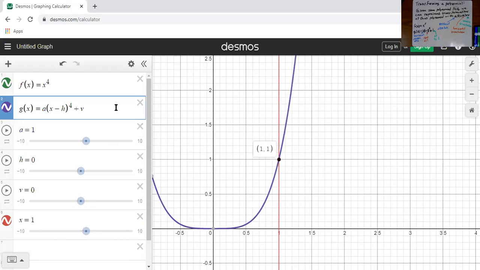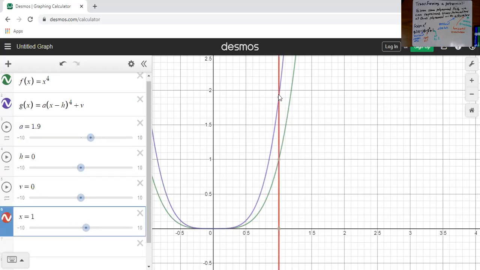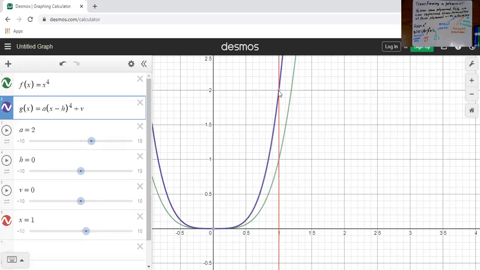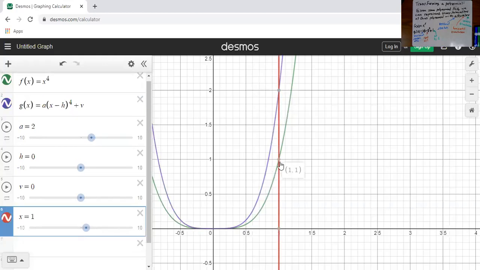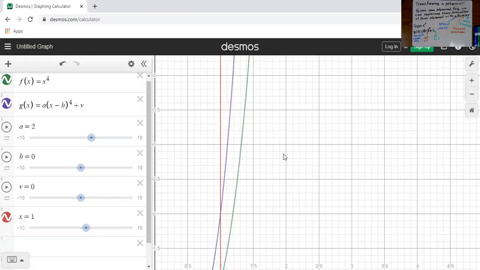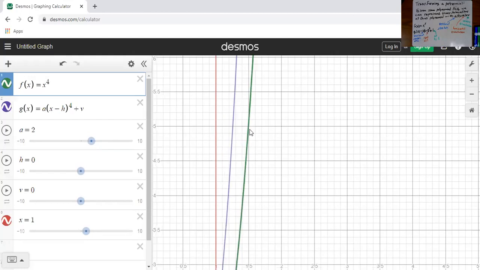As we change this leading coefficient, as we change this number in front, we can see that our function is getting taller. As I set it to 2, we can see that it became twice as tall as the parent function. And it's twice as tall no matter where I move this to.